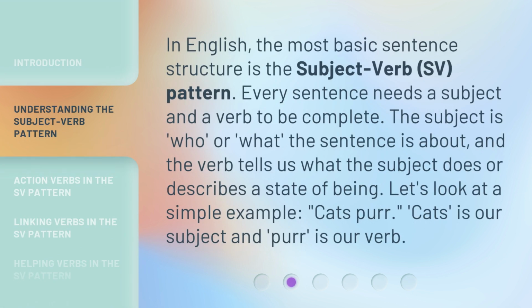In English, the most basic sentence structure is the subject-verb, SV, pattern. Every sentence needs a subject and a verb to be complete. The subject is who or what the sentence is about, and the verb tells us what the subject does or describes a state of being. Let's look at a simple example. Cats purr. Cats is our subject and purr is our verb.